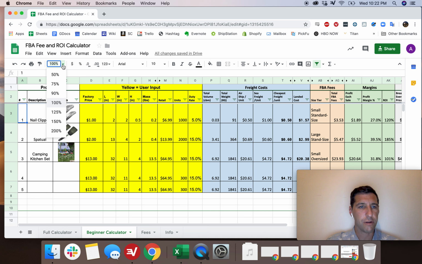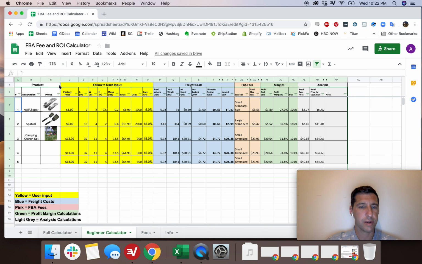Okay, so let me give you a little overview of how this whole thing works. It's broken into 6 sections. We have the product, just basic the name and picture and stuff. User input, this is everything you're going to type in yourself. Then we're going to get an estimate for freight shipping. Freight is the cost to go from China to the US.